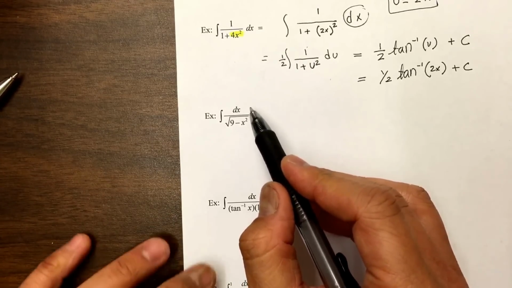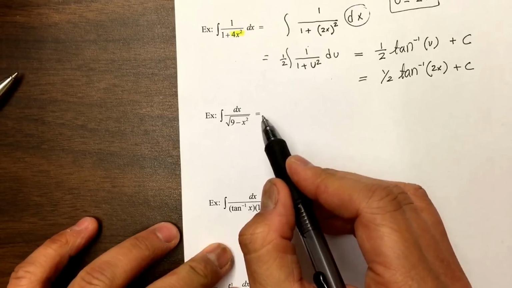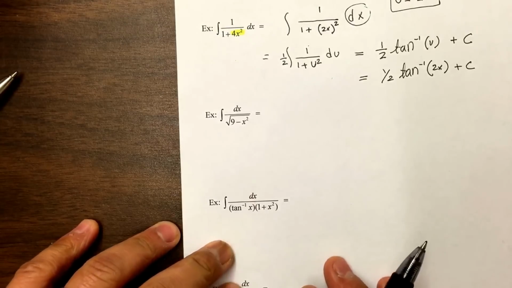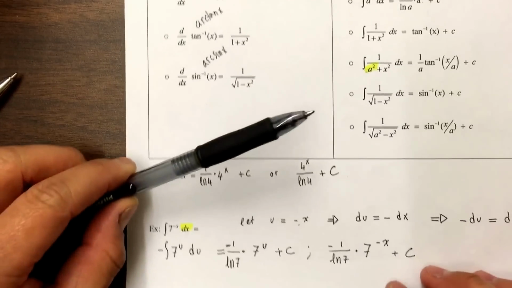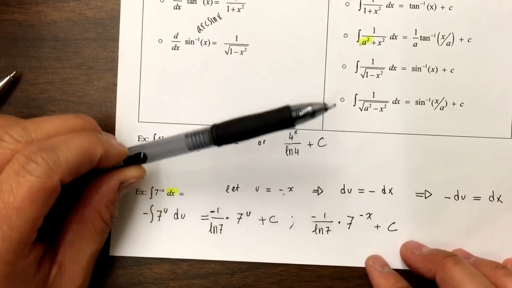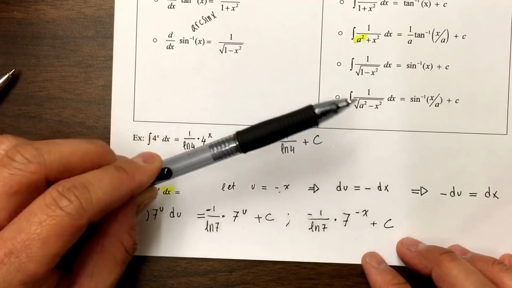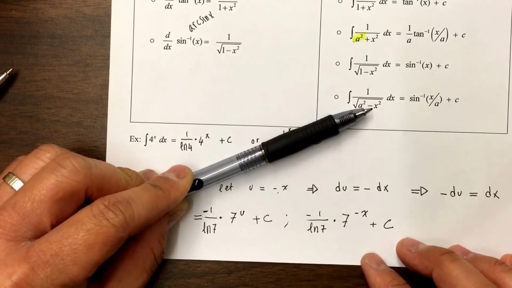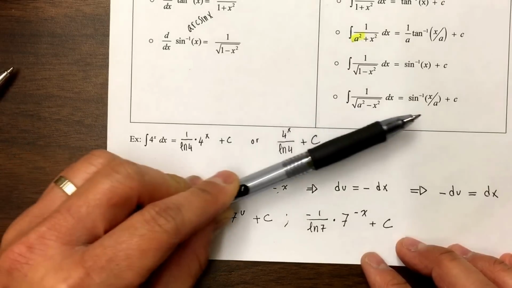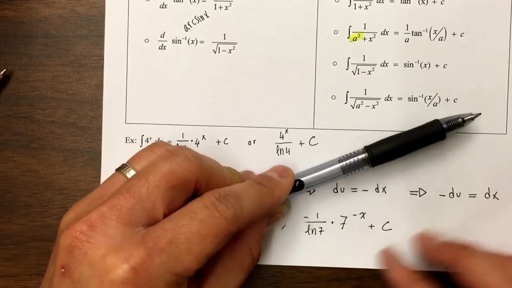So before you start, look at a problem and then see which formula it resembles. Okay, and this will come with practice. The more you practice, the better you will become at working with these sorts of problems. First, there's a radical in the denominator, so it will resemble this formula: a squared minus x squared, okay, and the antiderivative is sine inverse of x over a plus c.